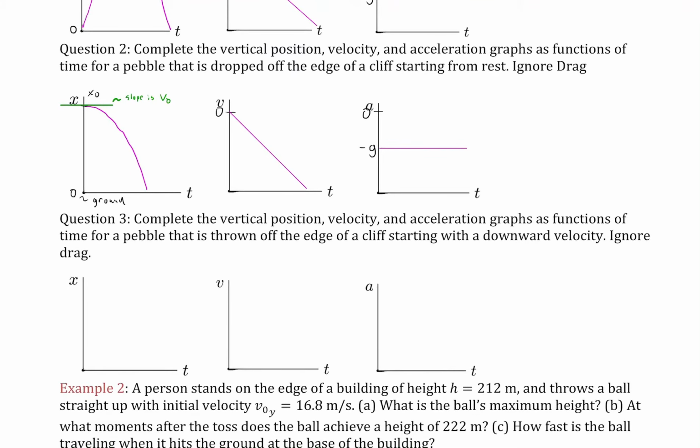Okay, so here. Complete the vertical position, velocity, and acceleration graphs as a function of time for a pebble that is thrown, notice not dropped, but thrown, off the edge of a cliff starting with a downward velocity. All right, so we're throwing something down. What's that going to look like? Well, think about the tangent line. The initial tangent line can't be 0 anymore. It's got to be sloped down.